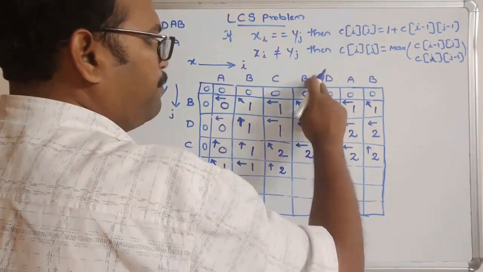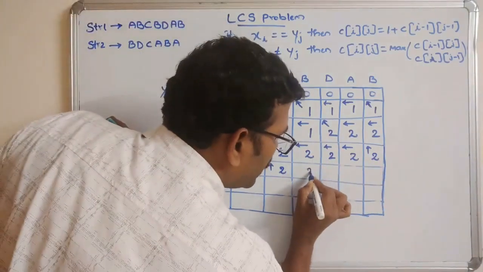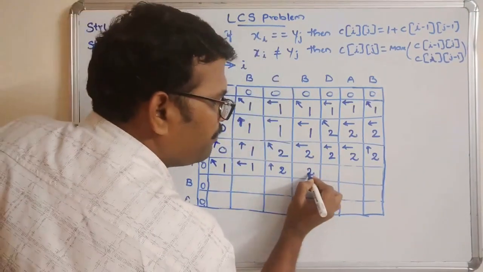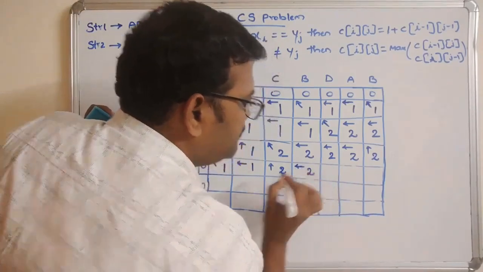And next, A and B both are unequal. Again we are having a 2 and 2. We can select any, both are equal. We can select the number from any cell. So I will consider from this one.